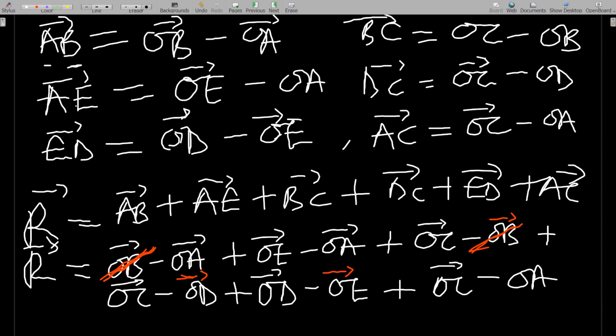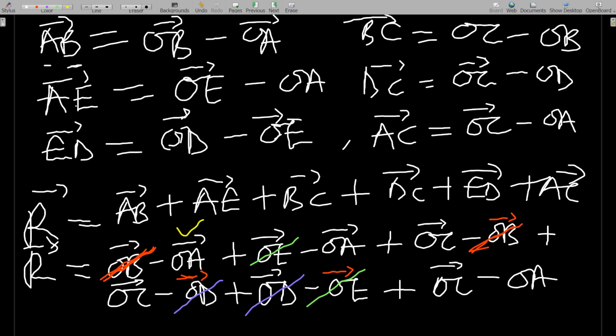Then you go to OE. This OE here can take care of this minus OE, so that one too will go. Then go to OD and see if there is some cancellation for that too. So OD minus OD here and positive OD here. You realize we are left with how many of the A's? Let me use a different color for you.